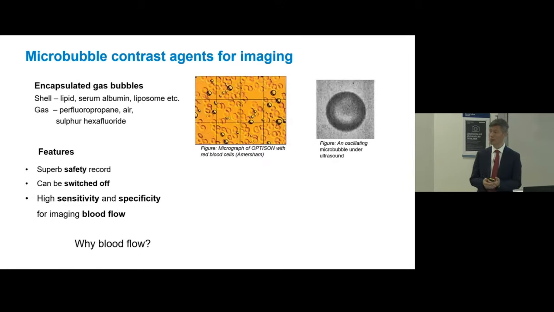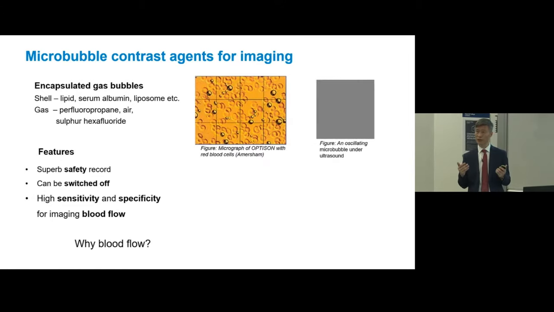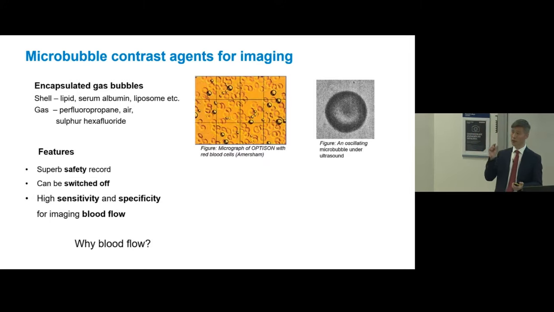So why is blood flow important? Blood flow is vital for tissue function, right? Your tissue needs the nutrients provided by blood flow. Having the capability of imaging blood flow will give you very valuable, complementary information about the functional status of the tissue. And we also know that blood flow is altered in many diseases, like in atherosclerosis, which is really the disease causing stroke or heart attack. Also in cancer, because the cancer needs to grow fast, it recruits a lot of new vessels in the so-called angiogenesis process.